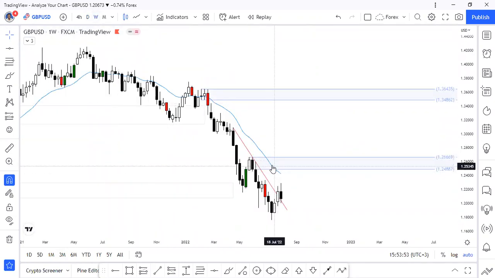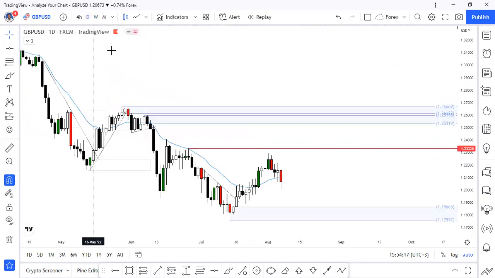As you can see here on the weekly time frame, the trend line is still intact. The trend line is not yet taken out or broken. So we can look for selling opportunities only on this GBPUSD. Also, the dollar is still strong, so the high probability trade would be selling opportunities.